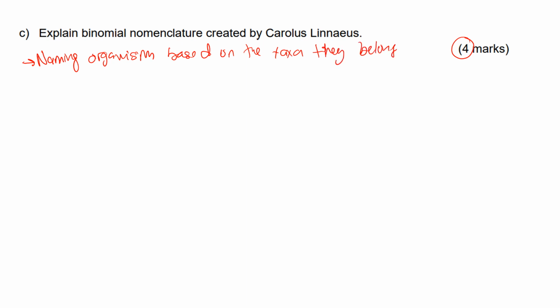Question C. Explain binomial nomenclature created by Carolus Linnaeus. The question is worth 4 marks. The answer would be, the concept of binomial nomenclature is naming organisms based on the taxa they belong to. That is for the first mark.